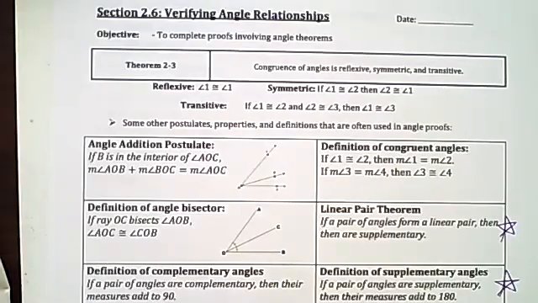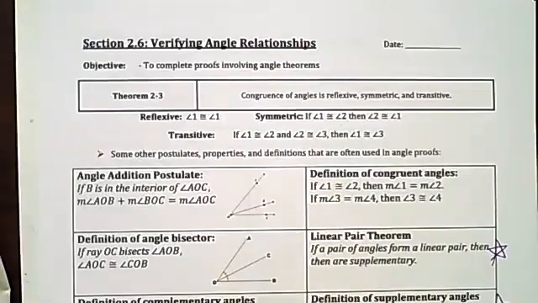Okay, so with angle proofs, we start off just like we did with segment proofs, except this time there's a lot of definitions and stuff, as you can see on this paper. I'm not going to go through all of them. Most of these we've already learned, but there are more definitions and more postulates and theorems involving angles than there are segments. So that's why there's so many on this page.